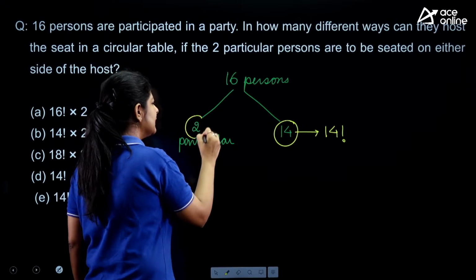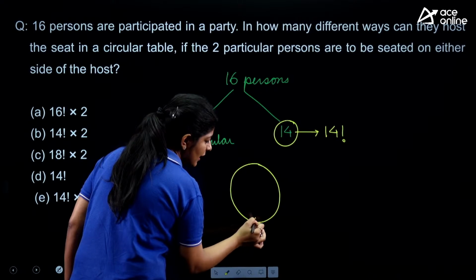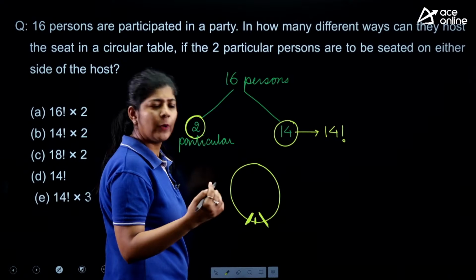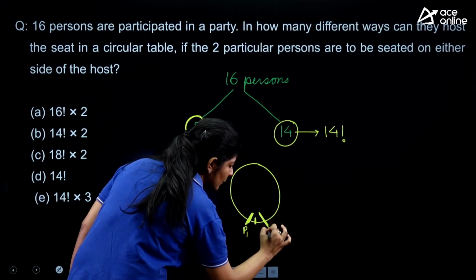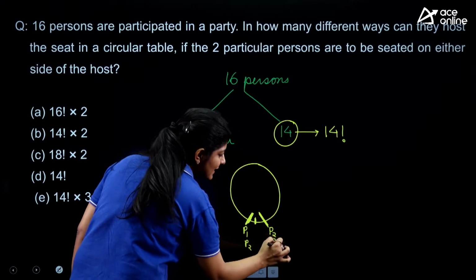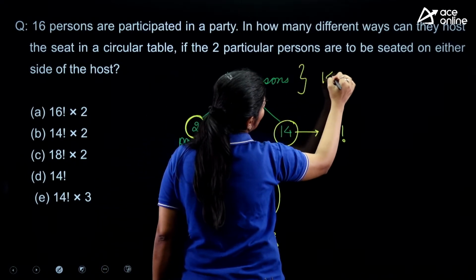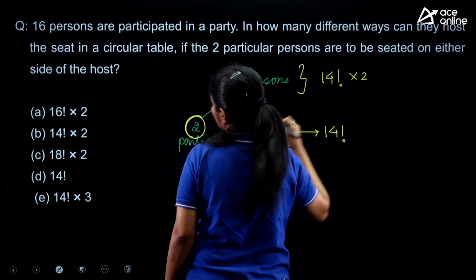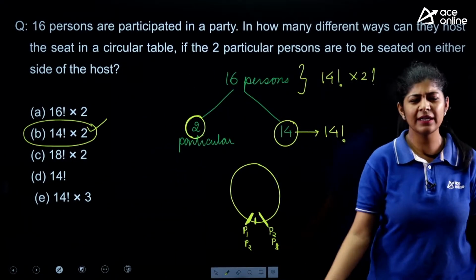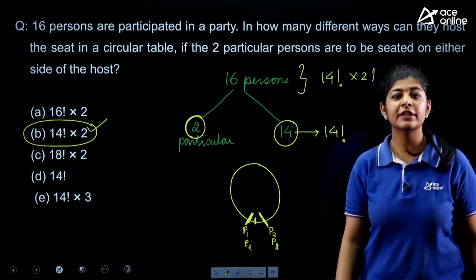And we need to put these two. Now if we have this circular arrangement, and let's suppose this is the host and these are the two particular persons, the first and second one, I am naming them P1, P2. They can sit like P1, P2, or they can sit like P2, P1. So they also have two ways. So the total arrangement is 14 factorial into 2. That means option B is the correct one. Or you can also write 2 factorial. The values of both are equal. Very good Ganesh, very good Ragla.